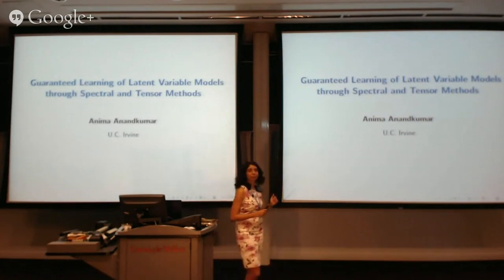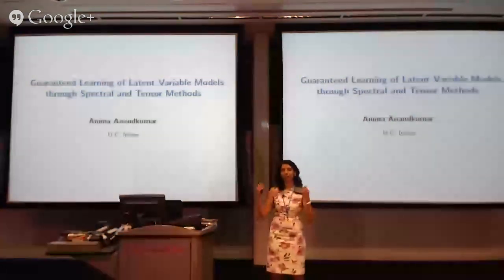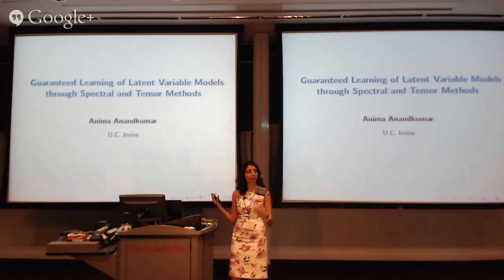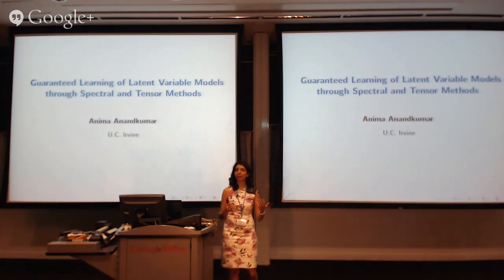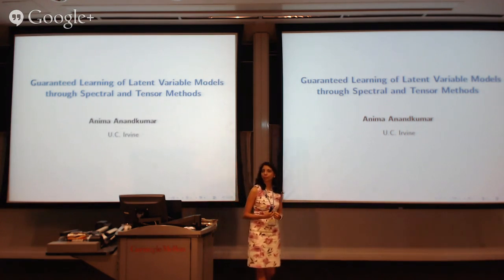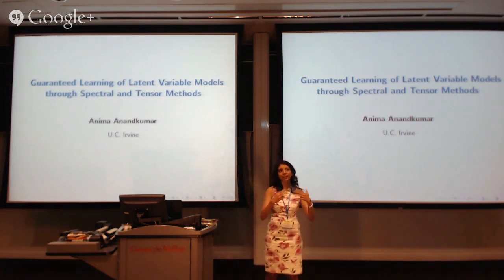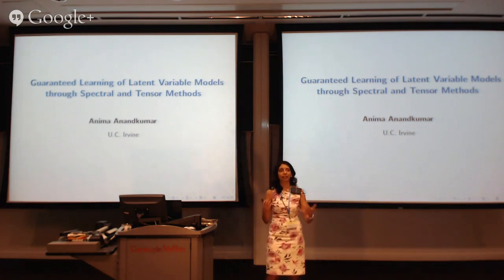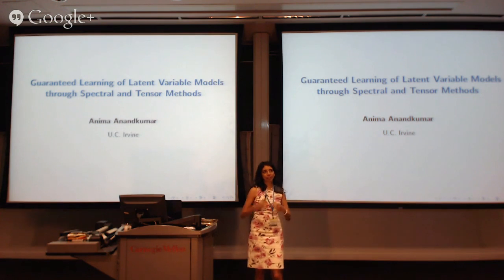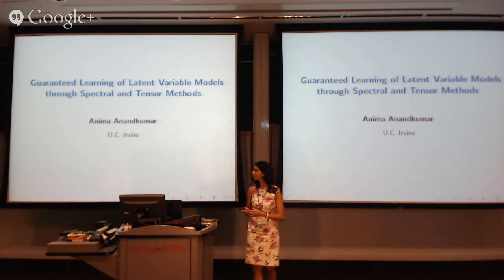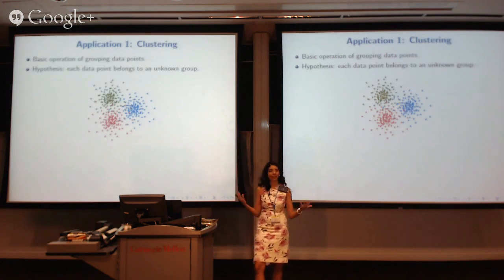So in this series of talks, I'll be talking about how to learn latent variable models. By latent variables, I think most of you know they mean something is hidden, like you don't have observations from this set of variables, and still, how can we learn them with guarantees? That's what I mean by guaranteed learning. And then the question is, where do these tensor and spectral methods come in? So let's start with a set of applications where latent variables are relevant.